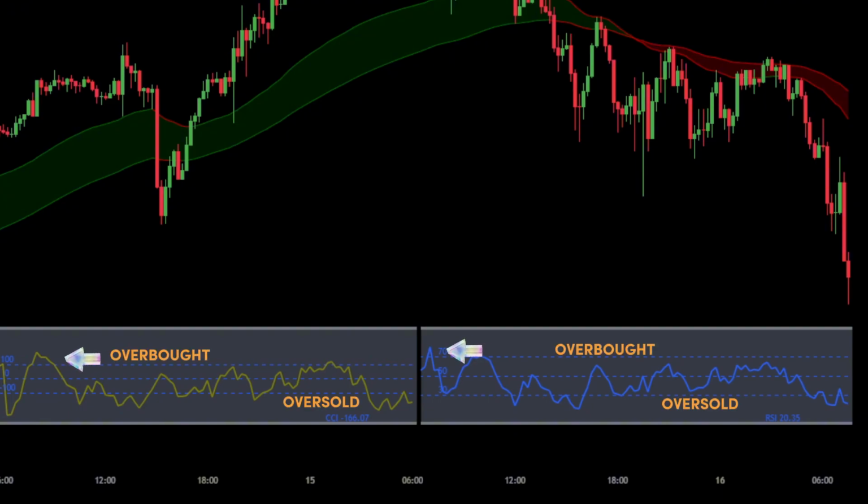If the RSI and CCI signal lines enter the overbought area, you must wait for them to exit the overbought area before placing a sell entry. On the other hand, if the RSI and CCI signal lines enter the oversold area, you must wait for them to exit the oversold area before placing a buy entry. For a clearer explanation, let's discuss the best way to use this trading strategy.